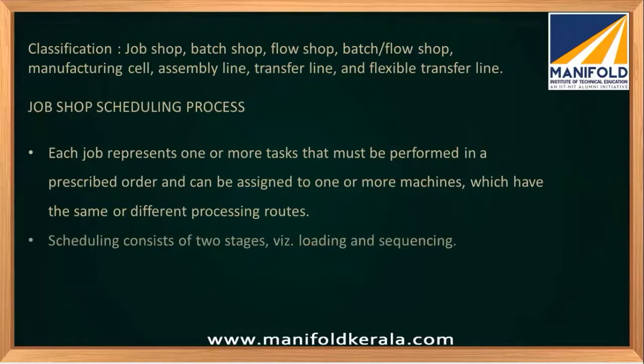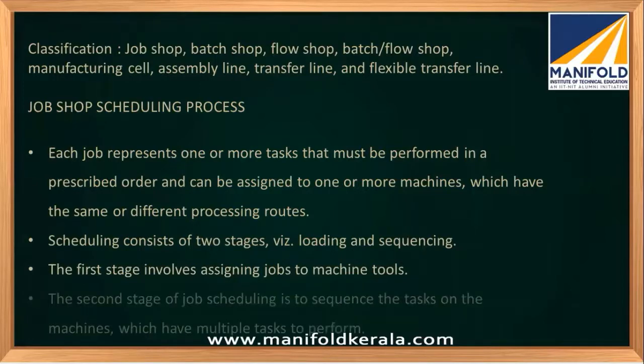And for that, the scheduling consists of mainly two things. One is loading and one is sequencing. Loading is nothing but assigning a particular task to a particular machine. Sequencing means if there are a number of tasks to be performed, in which order we will produce. We have already seen this sequencing, right? If multiple tasks have to be performed, what is the sequence we follow? That's the second stage of job shop scheduling.